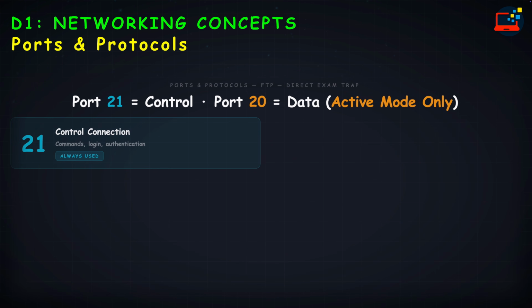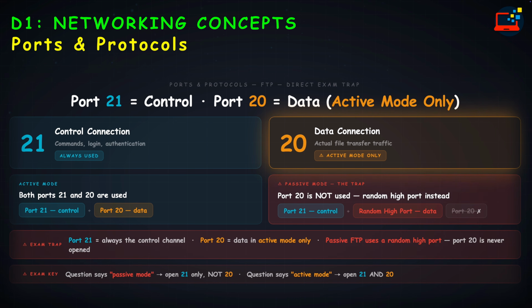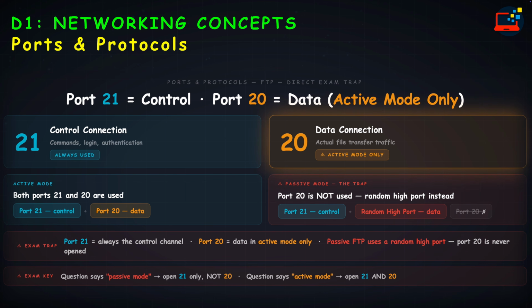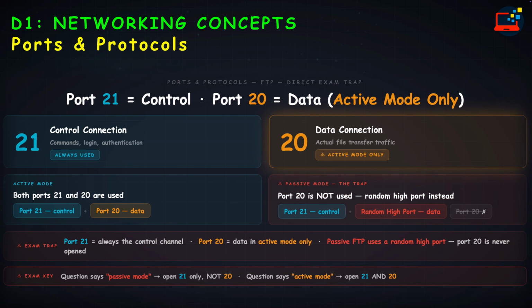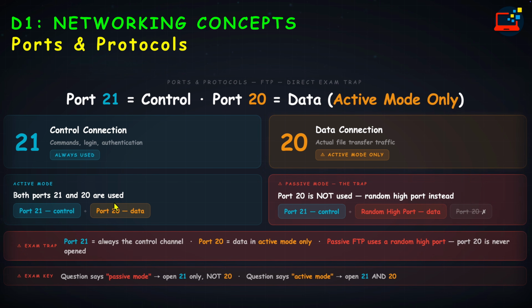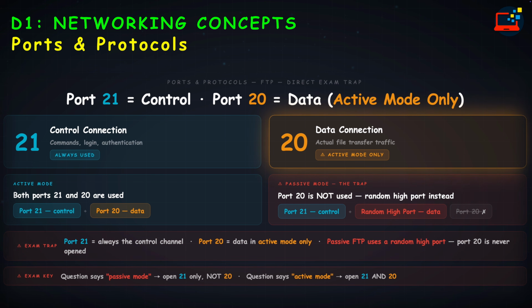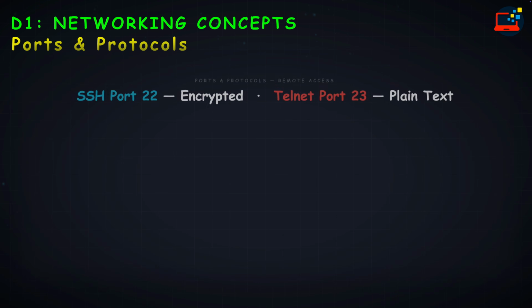Ports and protocols are the most memorization-heavy section of Domain 1. The exam gives you a scenario and asks which port to open on a firewall or which protocol is responsible for a specific function. FTP, File Transfer Protocol, uses port 20 and port 21. In passive mode, FTP uses a random high port for data transfer instead of port 20. This distinction is a direct exam trap.